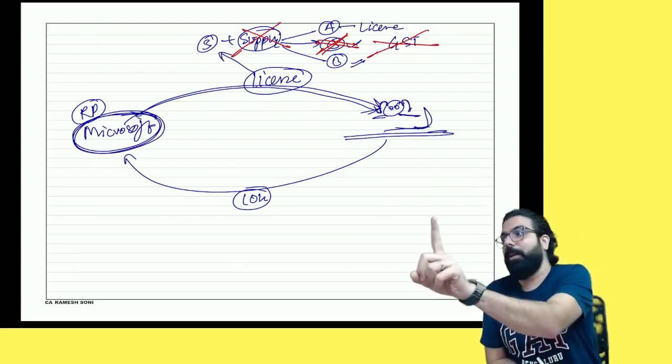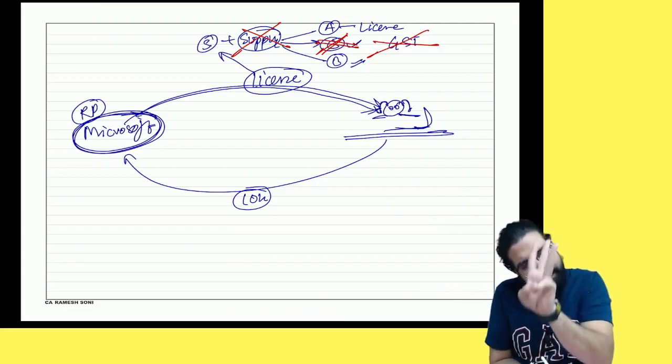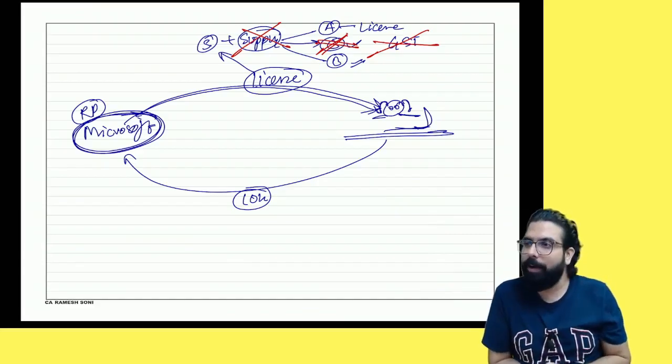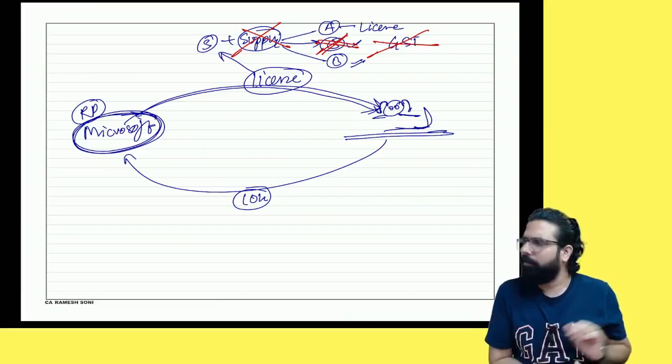All the 3 things have to be there. Number 1, it has to be an activity. Number 2, it should be for a consideration. Number 3, it should be in your business. Can I go ahead, everyone? I'll ask you the next one if everyone is clear till here.